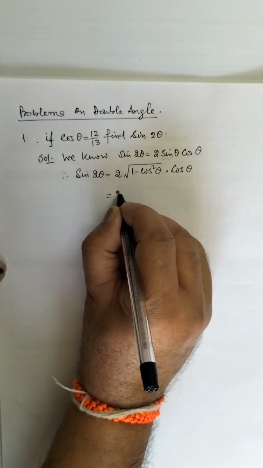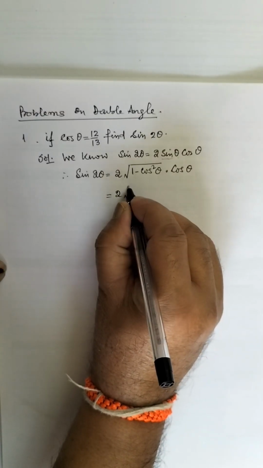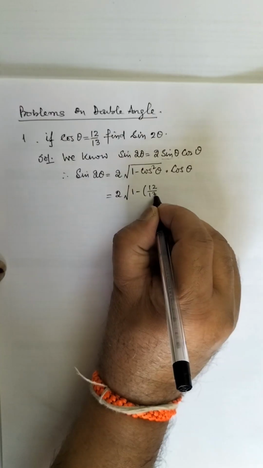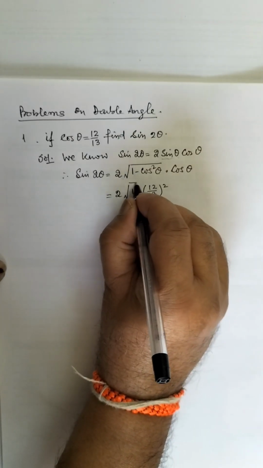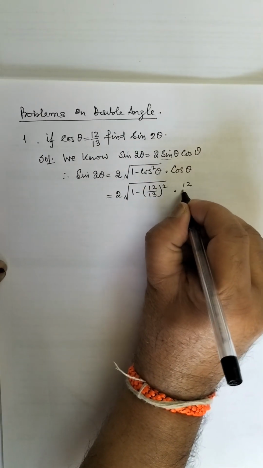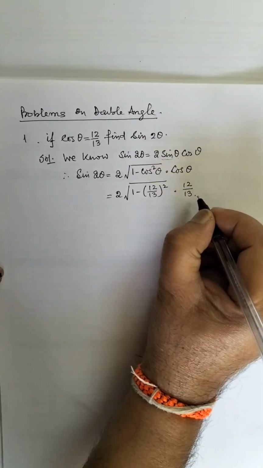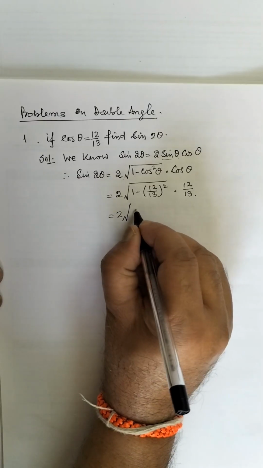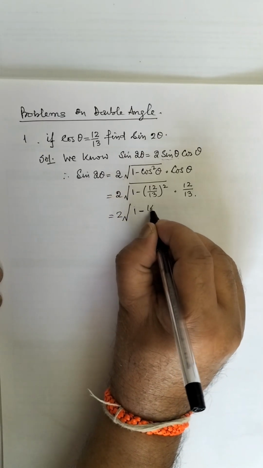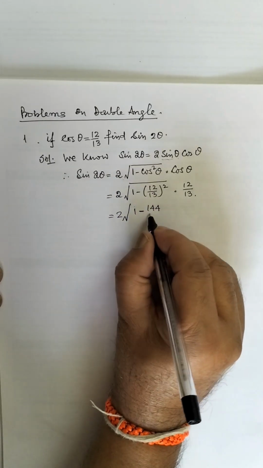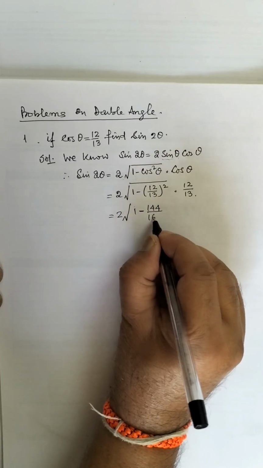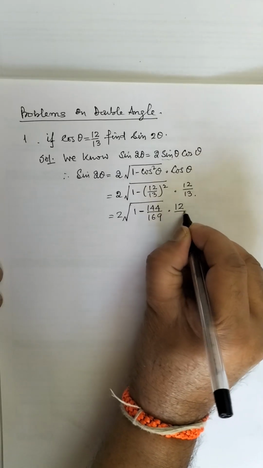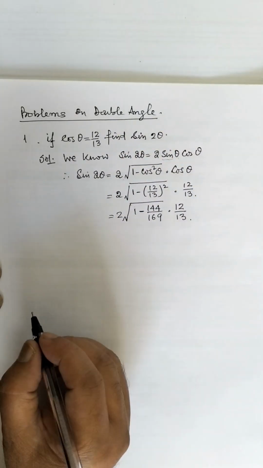This becomes twice. Now put the values, 1 minus 12 upon 13 square times 12 upon 13. This will become 1 minus 144, the square of 12. Square of 13 is 169, multiplied by 12 upon 13.